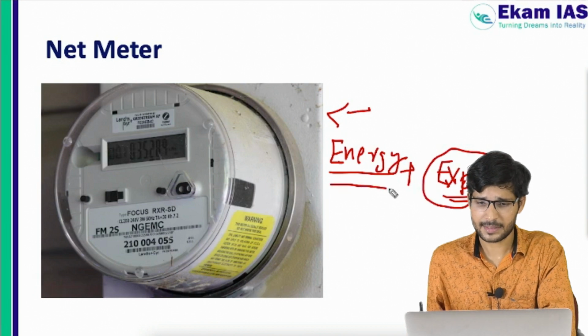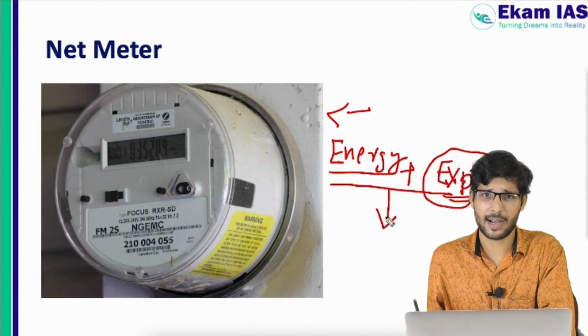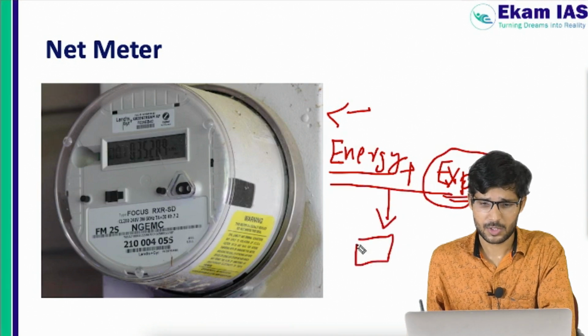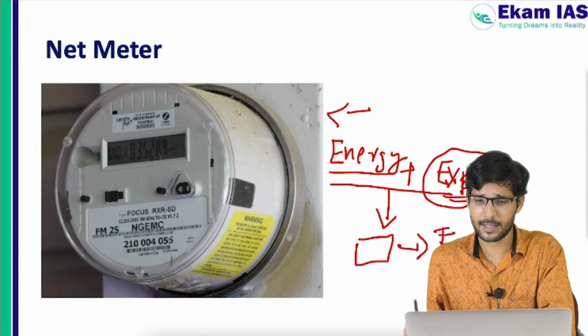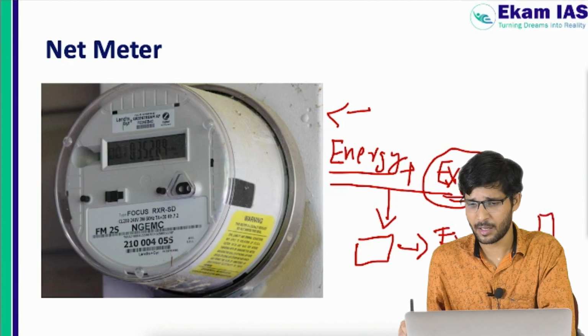So this net meter acts as a mechanism by which the entire energy transaction can be calculated. After this calculation, if they are producing excess energy, they will get money from the electricity grid, because this excess energy will be exported to the grid.